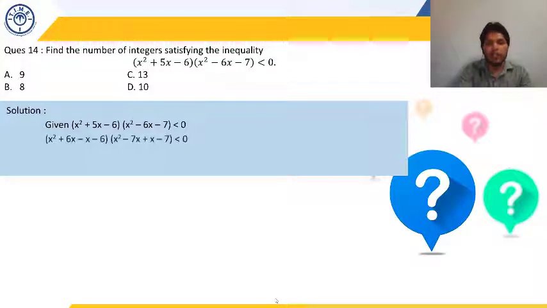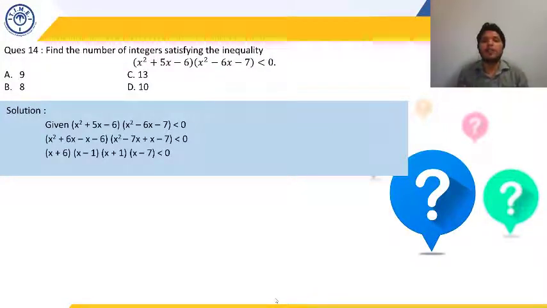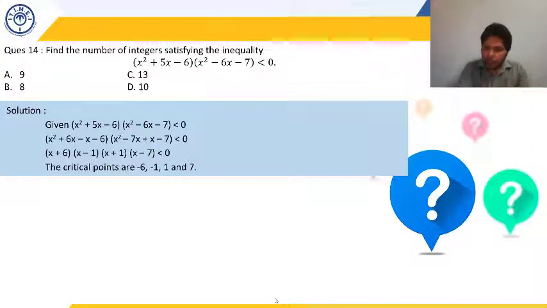So we can take the factors by just splitting the middle term of both the quadratic expressions. What factors will we be getting? (x plus 6)(x minus 1)(x plus 1)(x minus 7) should be less than 0. So again we have got 4 critical points here. What are the critical points? These are minus 6, minus 1, 1 and 7.